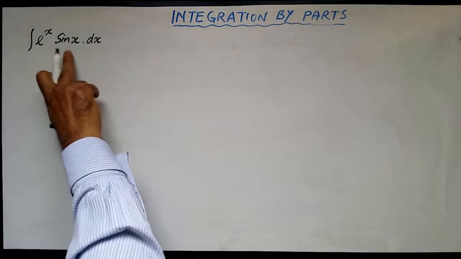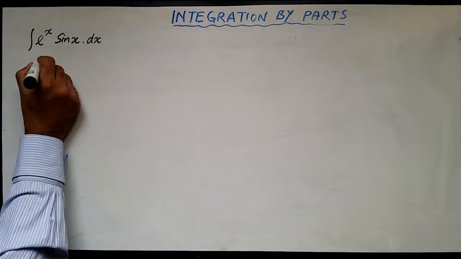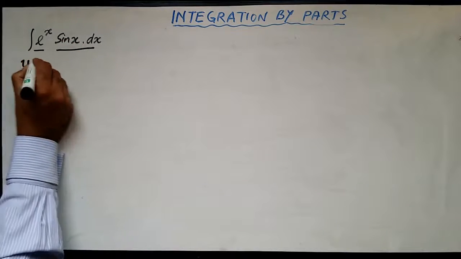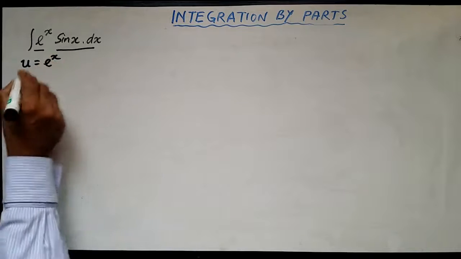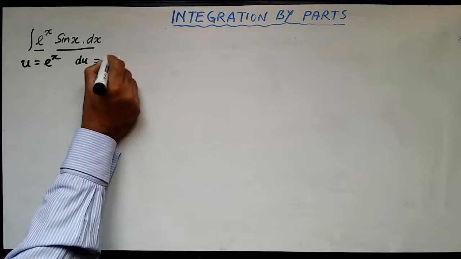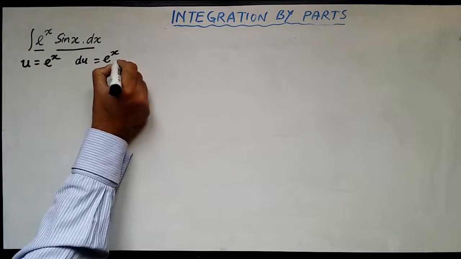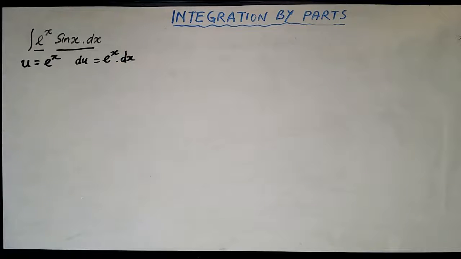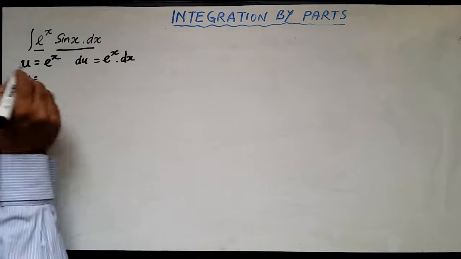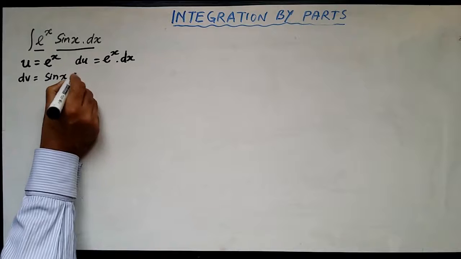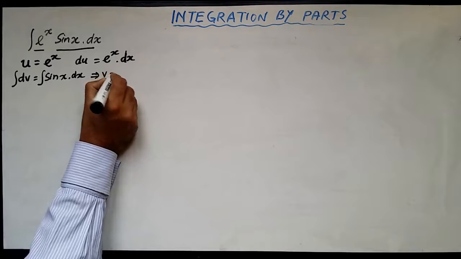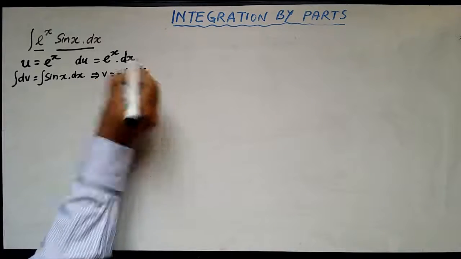Okay, so let's take the first example. Integration of e to the power x sine x dx. So we take the first part again, we take this as the first part and this as the second part. So the first part is u equal to e to the power x. Therefore, we have du by dx equal to e to the power x, as we know from differentiation. So dx will be going to the other side. So du is equal to e to the power x dx. Okay, and dv is equal to sine of x dx. So now if we integrate both the sides, we get v equal to minus cosine of x.